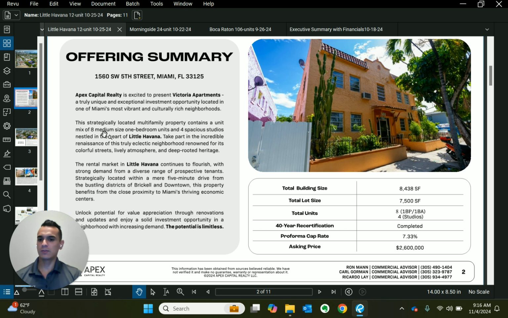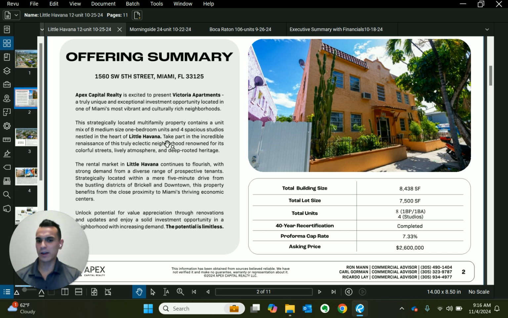Unit mix of 8 medium size 1 bedrooms. That's interesting, medium size, and 4 spacious studios. So I do take quite a bit from that. What does spacious mean? Obviously, that's subjective, and their goal is to try and make this seem as desirable as possible. Let's see if it really is going to be something that's spacious later on.